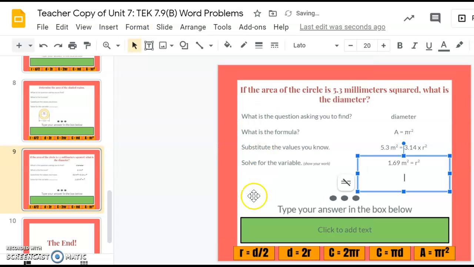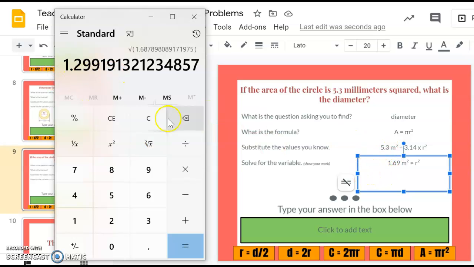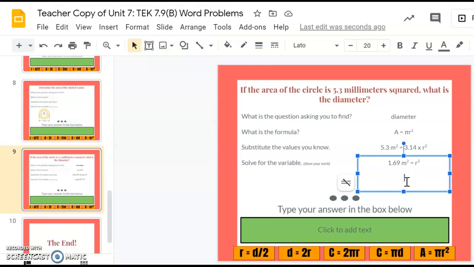All right, so now what we need to do is take the square root of this. How you do that is you go over here to your square root button and you hit it. So you're getting the square root of 1.69. And the square root is 1.3. 1.3 times 1.3 is 1.69. So I have 1.3 equals r. Now, the reason I did that is I needed to get rid of this tiny 2 that's over my r.